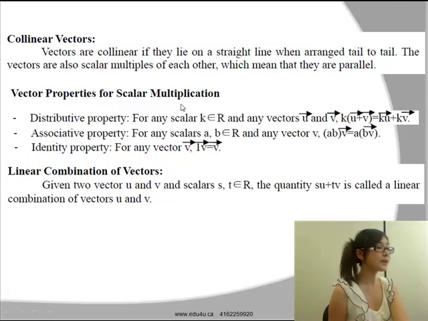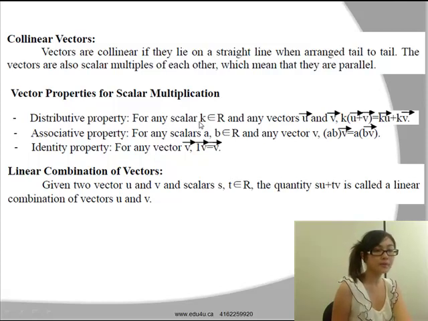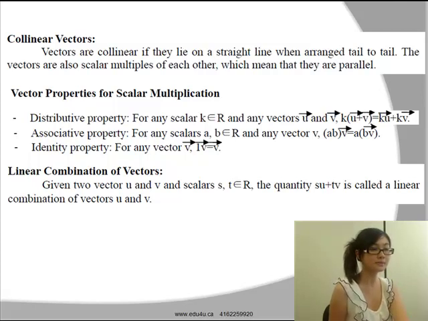The vector properties for scalar multiplication. First, we have the distributive property. Again, we have the scalar k, which belongs to all real numbers. Then if we have two vectors u and v, and we multiply the scalar k by both of these vectors, then k times (u plus v) will be equal to k times u plus k times v. In other words, the resultant of these two vectors will be the same.